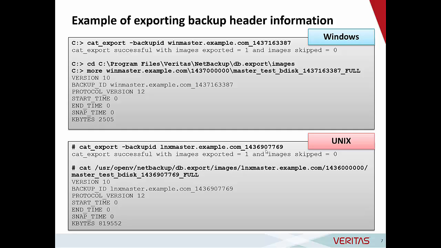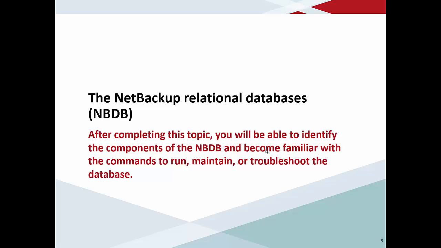It's basically the text information. Again, it's a small amount of metadata about the backup image. This is not what takes up all the space on the master server. It's those .f files that contain the paths that are being protected. That's what really consumes vast amounts of space on the master. Let's move on and take a closer look at the NetBackup relational database.